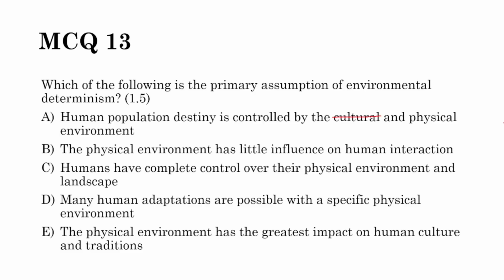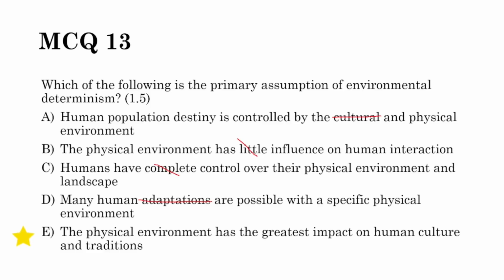B, the physical environment has little influence on human interaction. That's incorrect. Environmental determinism says that the physical environment has a lot of influence on human interaction. C, humans have complete control over their physical environment and landscape. That is not true. It says that the environment has a lot of control over the environment and landscape. D, many human adaptations are possible with a specific physical environment. Environmental determinism goes against adaptations and says that the environment determines human interaction.